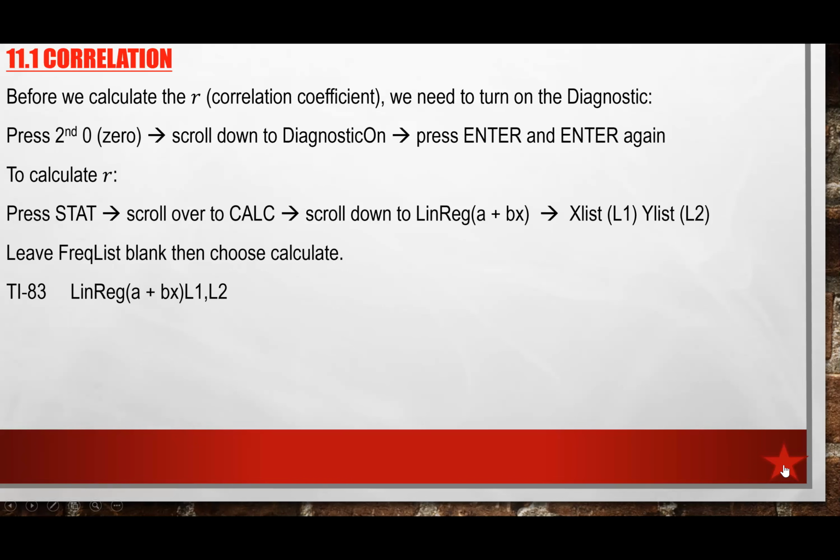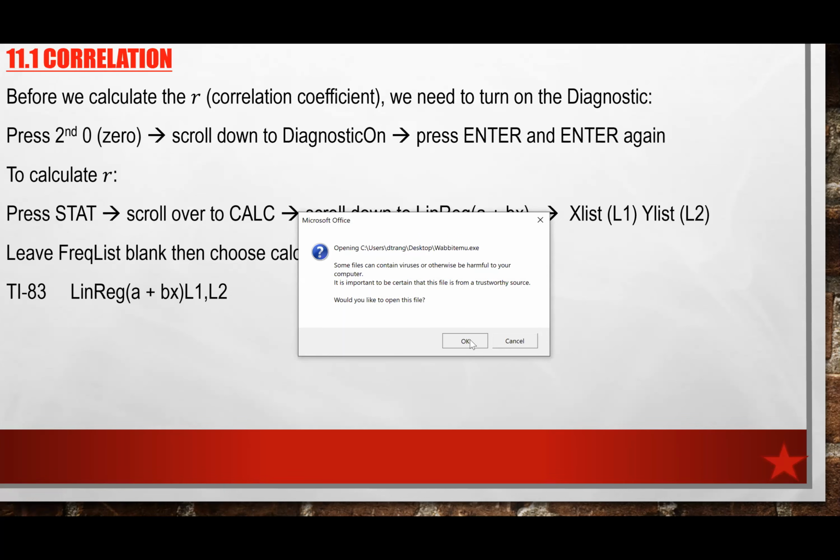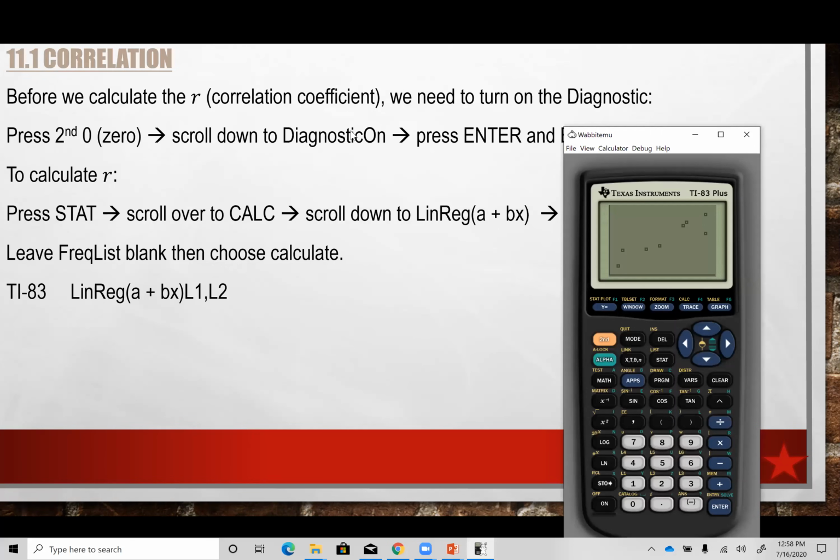But again, look at this here. Before we can use the calculator to calculate this, I need you guys to do one thing for me. On your calculator, you need to turn on the diagnostic. In order to turn on the diagnostic, you need to press second, then 0. So again, if you press second 0, this is all of the categories that you have.